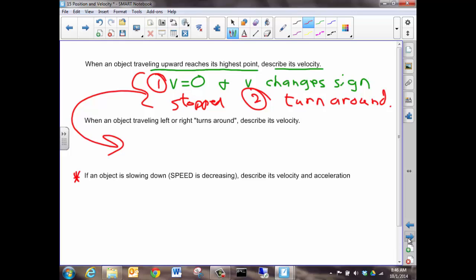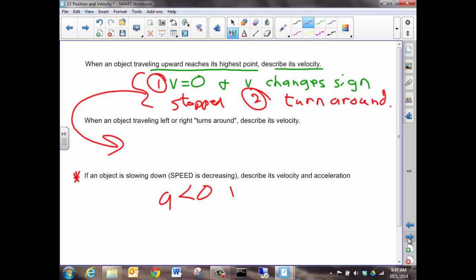Like, get in your car. You're driving your car. There's a red light in front of you. It's red. That means stop. So what are you going to do? Describe your velocity. Describe your acceleration. Acceleration is negative. Ooh, the velocity is slowing down, but what does that mean?